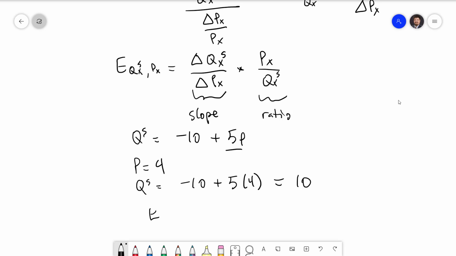Putting this into our formula, our elasticity is slope of 5 times price over quantity. That's 4 divided by 10, which is 0.4, times 5, which is 2. Since this is bigger than 1, we say that this is elastic. Mathematically, it means that if the price goes up by 1%, the quantity supplied will go up by 2%. With the linear supply curves we're going to be dealing with, the slope is going to remain the same, but the ratio of px to qxs might change.